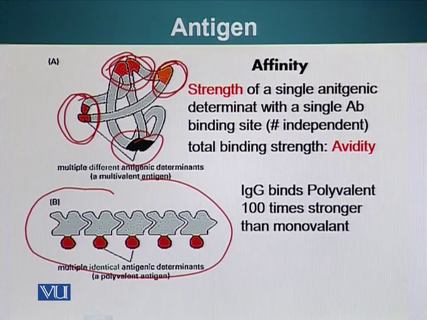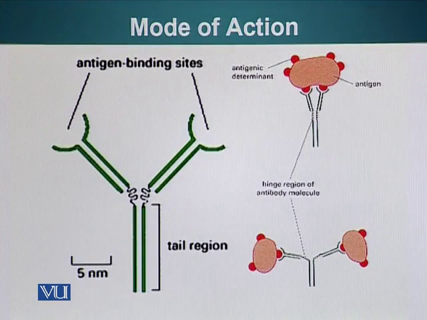IgG can bind, for example, here we have seen a polyvalent antigen. So IgG can bind antigen which is polyvalent 100 times stronger than a monovalent. So it is exponential. The binding strength is exponential if an antigen is polyvalent. So here we can see again an antibody, which we have already seen. Here's the hinge region, which gives the antibody the flexibility.